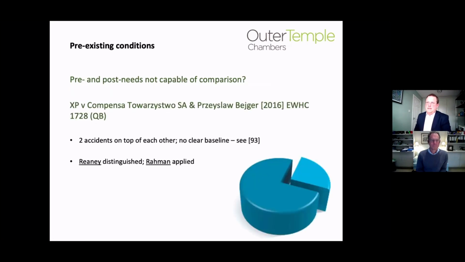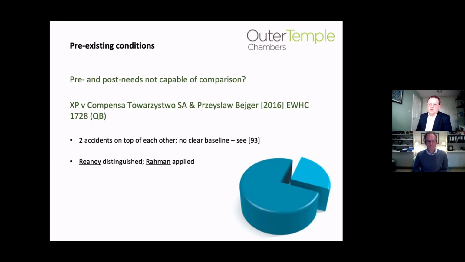As an addendum to this point, there may be cases that fall outside the Rennie duality, qualitative and quantitative differences. The case of XP is an example. This is a case which involved two car accidents, one after the other. The claimant suffered an injury following the first accident in 2011, which caused a traumatic miscarriage, and she developed PTSD. In 2013, she suffered a further accident and exacerbated her pre-existing PTSD.